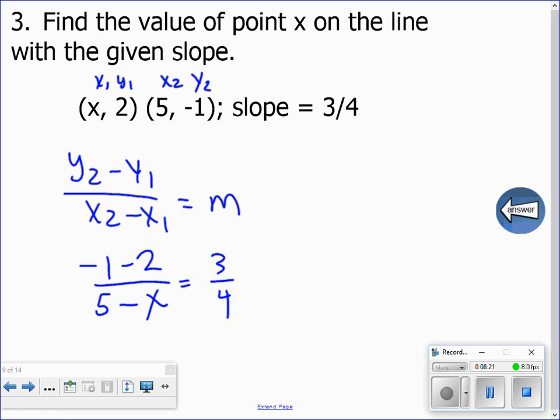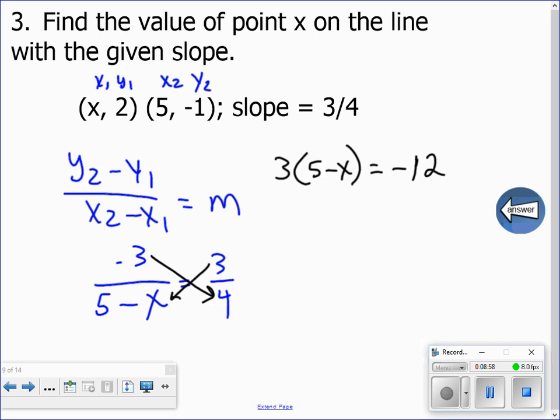So following that means extremes property, the first thing that I'm going to want to do is simplify this top piece. So I want to simplify negative 1 minus 2. So that would simplify to negative 3. And then we'll check our cross products. So cross products here, this would be looking at 5 minus x times 3, equaling the negative 3 times 4. Remember, cross products should be equal if they are proportional. So negative 3 times 4, that's negative 12. And then solve it.